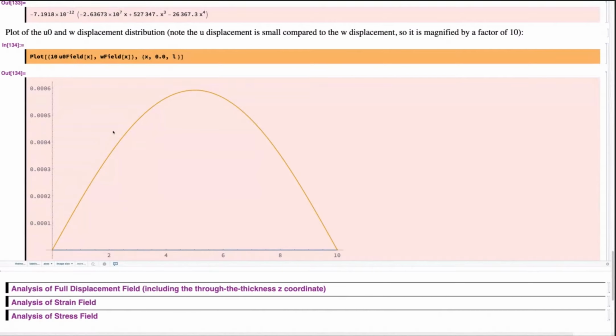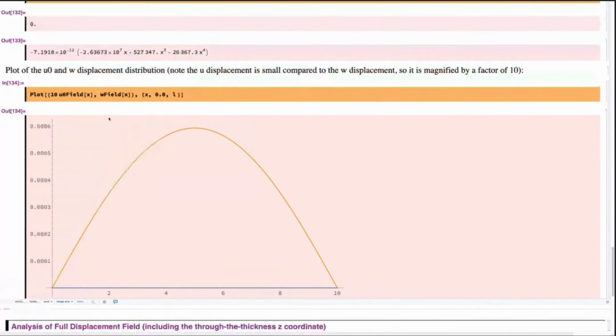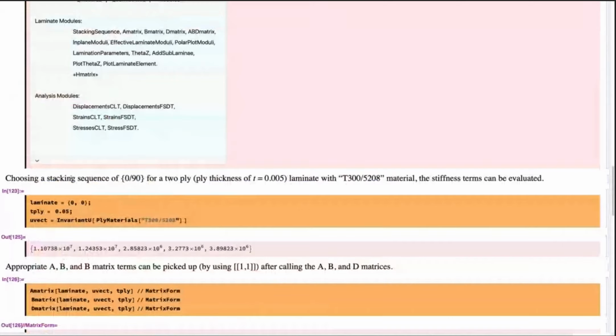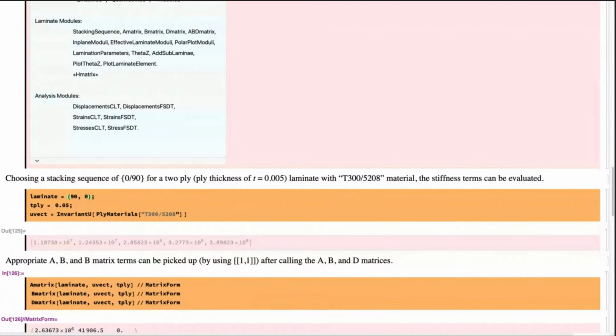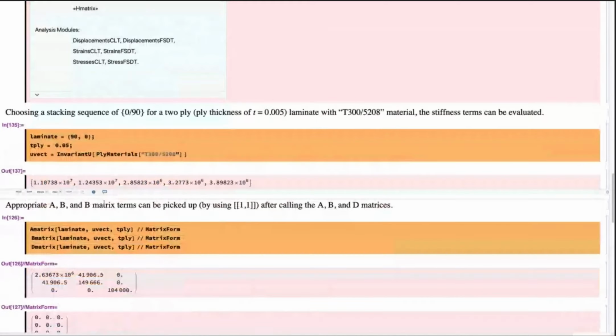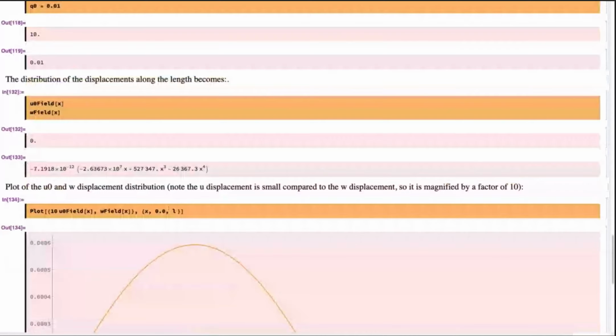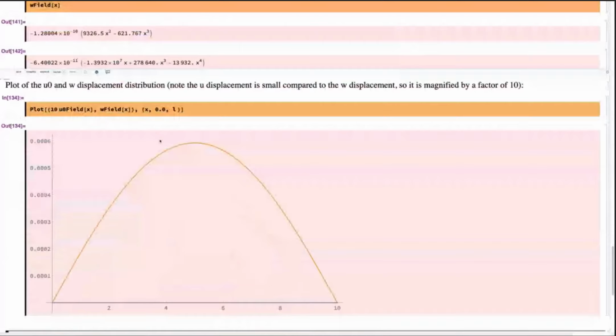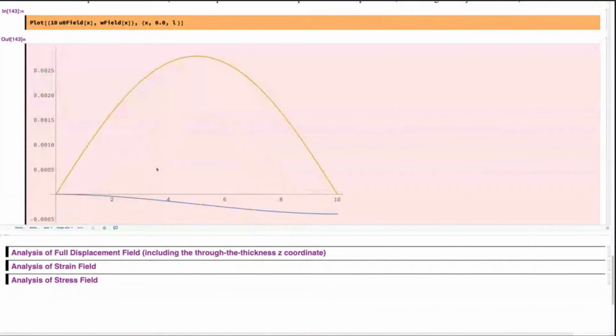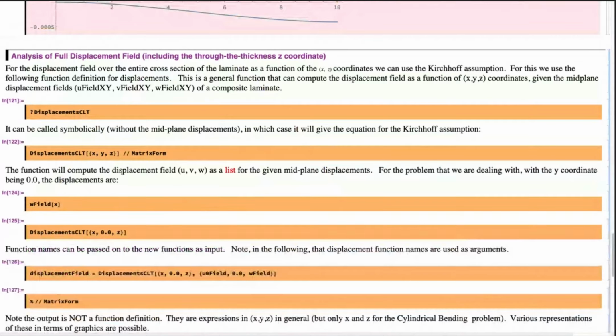You could have made this Q0 loading to be sinusoidal or stepwise or point load. There are various options that you can actually use. Let's go back to the coupled matrix again. Let's make it 90 degree. And this is my ABD terms. This is my displacement, and this is my displacements. Now I'm gonna be ready to dive into other analysis. Now I have complete displacement field.